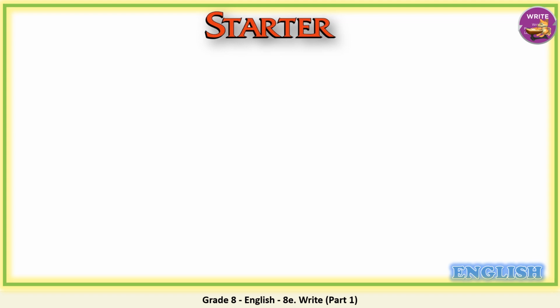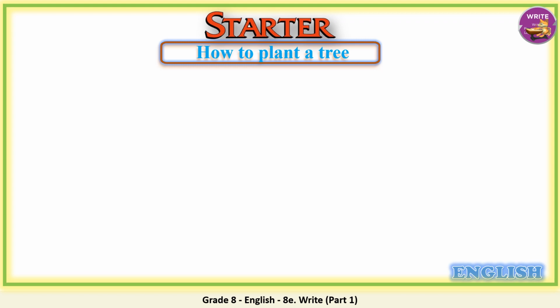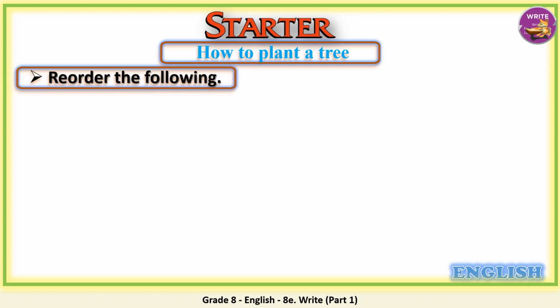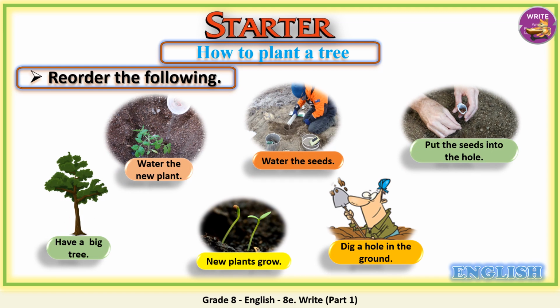First, let's have a look at today's starter. How to plant a tree. Reorder the following. Take a look and try to put these instructions in order. Water the new plant. Water the seeds. Put the seeds into the hole. Have a big tree. New plants grow. Dig a hole in the ground. Think carefully.